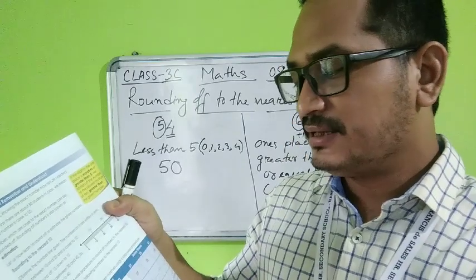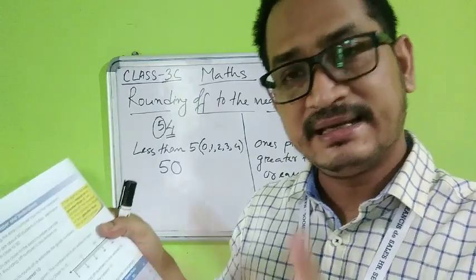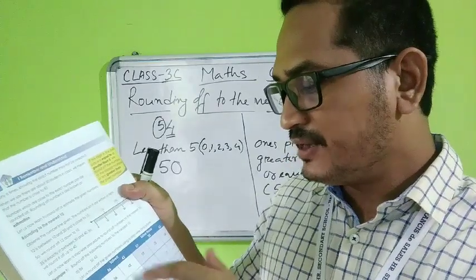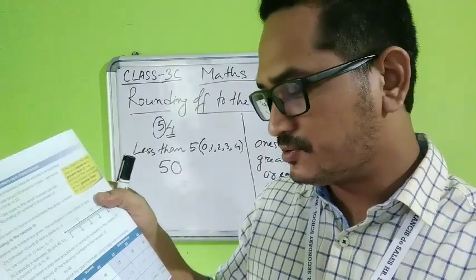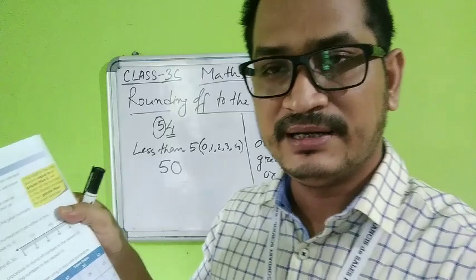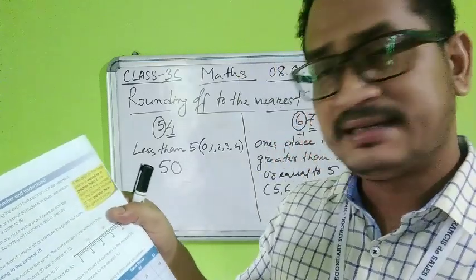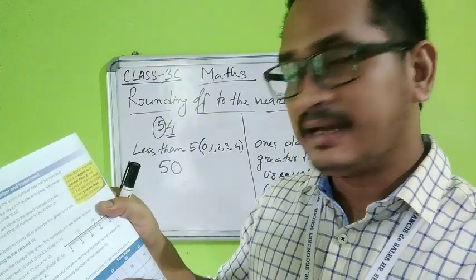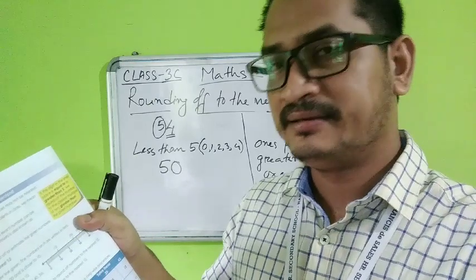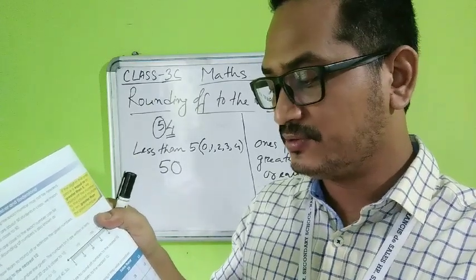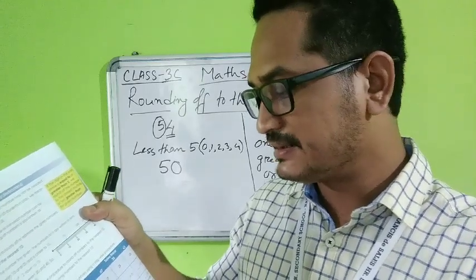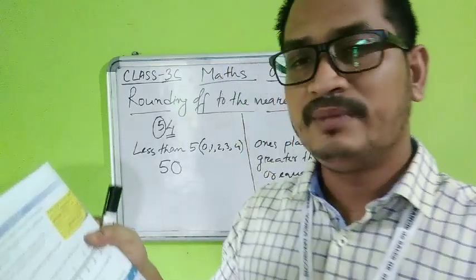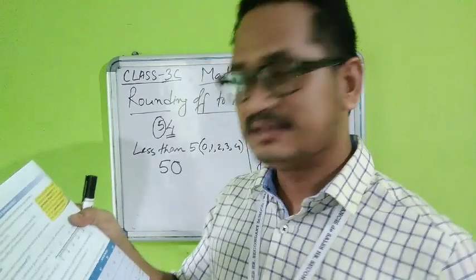42. You can see the ones place is 2, which is less than 5. So that 4 stays as 4, no changes, and 2 will become 0. So it is rounded to 40. Next, 57. 7 is again in the ones place, and it is greater than 5. So you have to add 1 to 5. 5 plus 1 is 6, and 7 will become 0. So it will become 60.